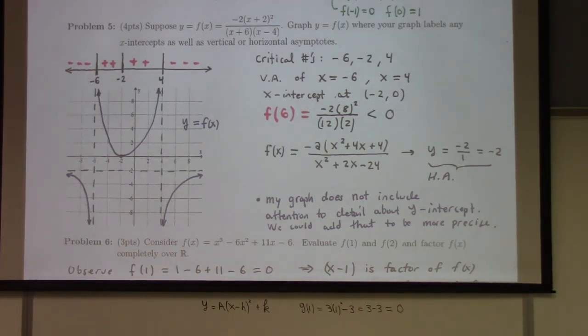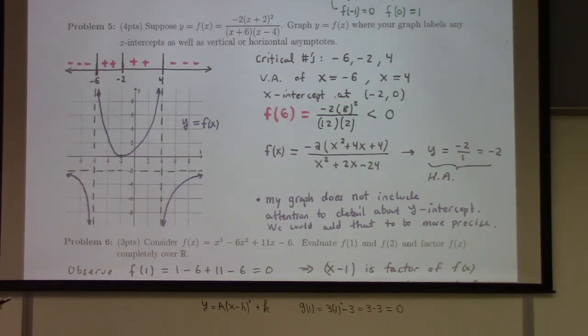Now the one thing here that we should address before we make the graph is that you notice that we have degree 2 upstairs and degree 2 downstairs, right? So that means that there's going to be a horizontal asymptote which isn't 0, right?